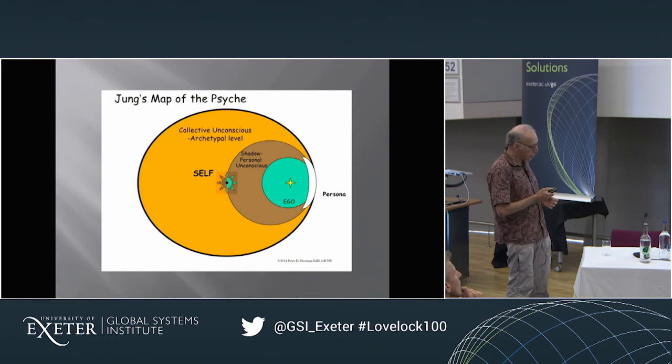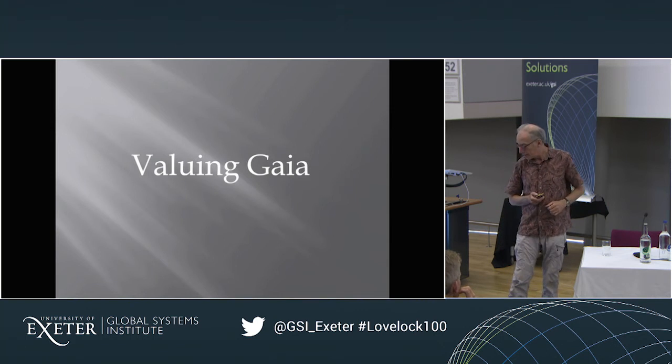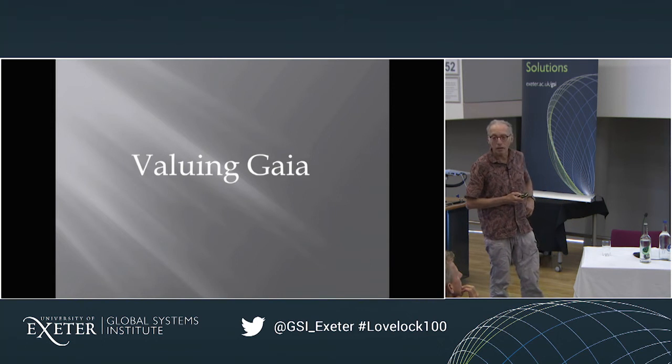And these ancient ideas come from a very deep region of the psyche, which Jung called the collective unconscious, or the archetypal level, percolating up towards our conscious mind and our ego. And finally, how do we value Gaia?